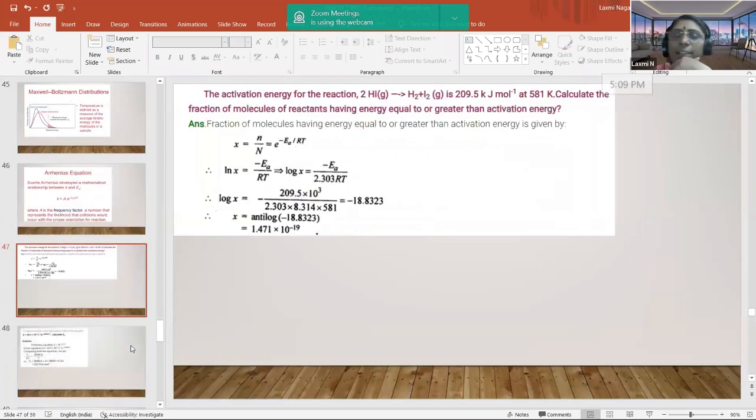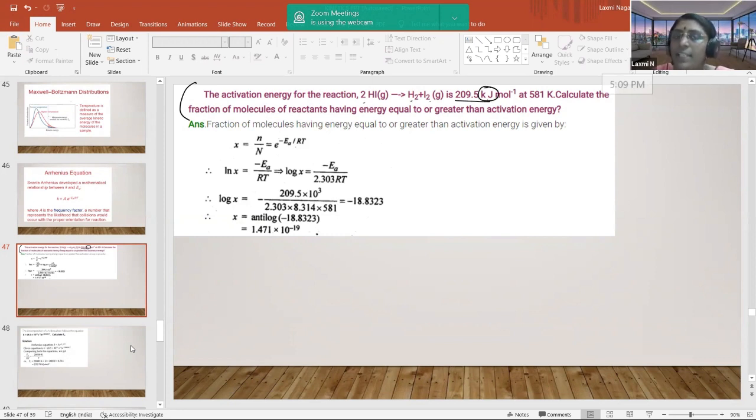Okay, this is another question. This is one example question. And once we had it in the board, only one year we had this out of all these years. The activation energy for the reaction 2 HI giving H2 and I2 is 209.5 kilojoules per mole.